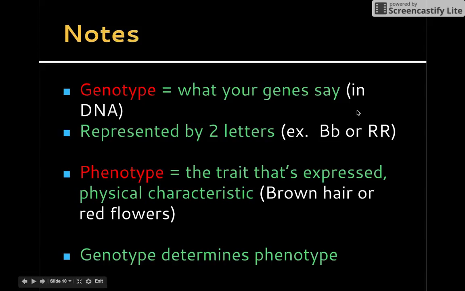You have a genotype. That's what your genes say in your DNA. And they're represented by two letters. For example, big B, little b, or big R, big R. They're always represented in letters. And your phenotype, well, that's the traits expressed, physical characteristics. Phenotype, physical characteristics. That's whether you have brown hair or red flowers. The letters in the genotype just tell you what the trait is that you can physically see. The genotype determines the phenotype.